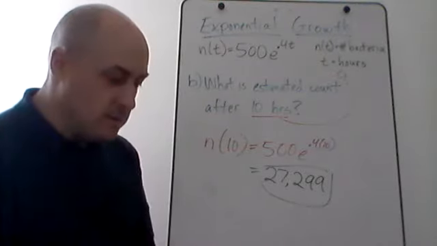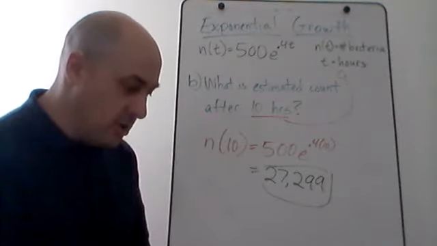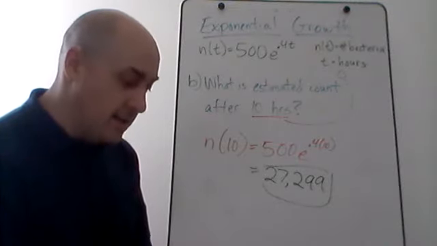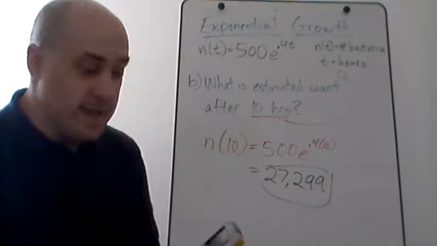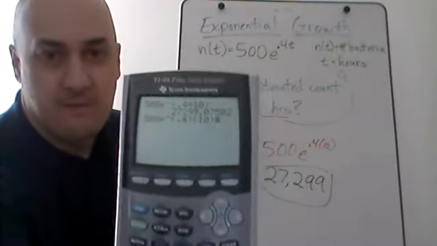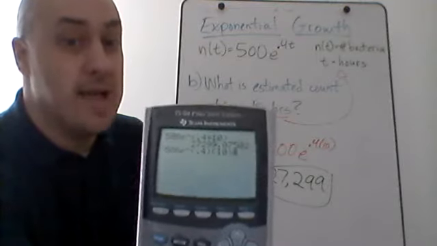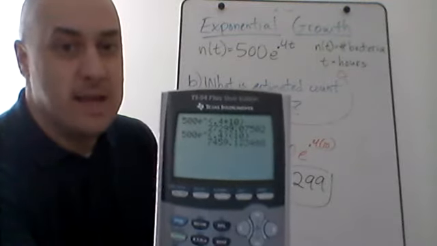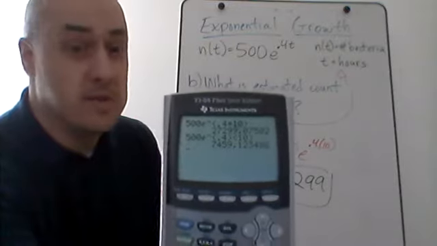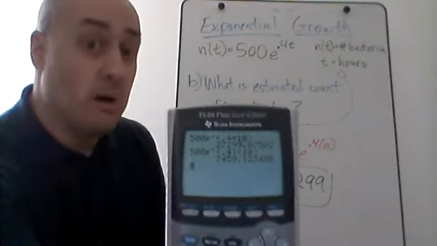Now, here's the way that sometimes people type this in. I'm going to show you what happens because it's not right. I just want to make sure you're aware of it so you don't make this mistake. If you type it in like this, 500 times e to the power, and then 0.4 in parentheses, and then 10 in another parentheses, when I hit enter, I get a completely different answer, a totally wrong answer, not even close to the right answer.